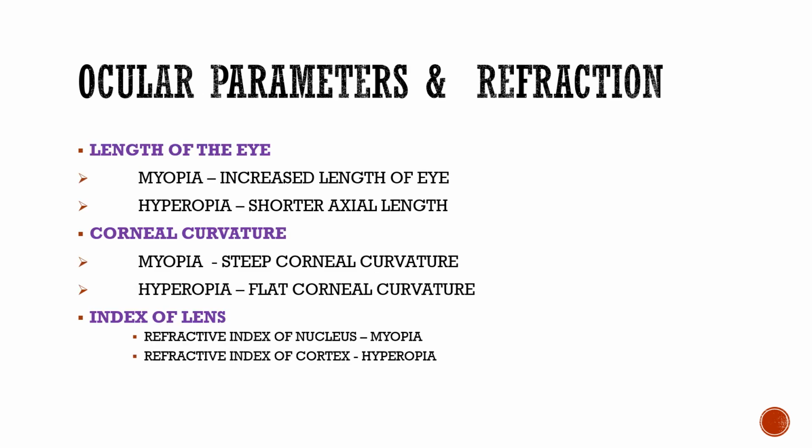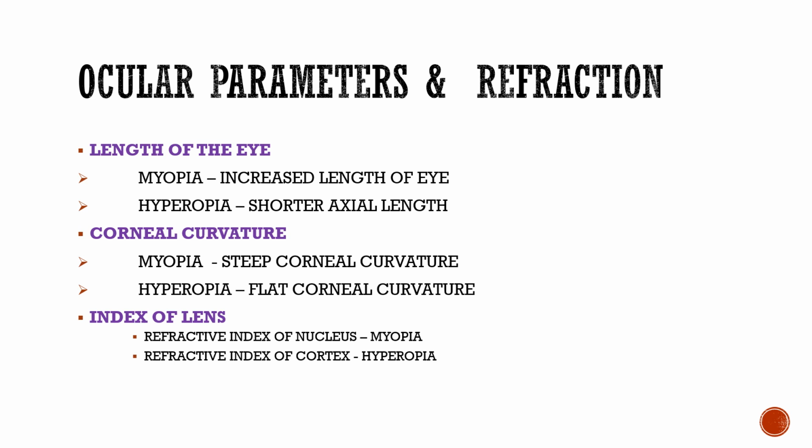So there are a few relationships between the ocular parameters and refraction. The first parameter is the length of the eye. When the length of the eye is on the higher side, it can usually cause myopic refractive error. And when the length of the eye is lesser, it can cause hypermetropic error. Similarly, corneal curvature: when the corneal curvature is very steep, it can cause myopia, and when the corneal curvature is flat, it can cause hypermetropia.